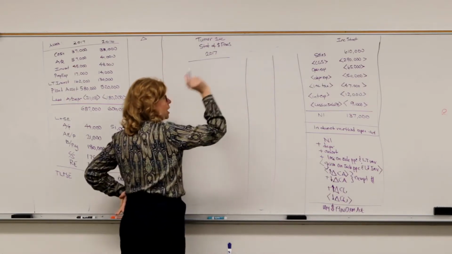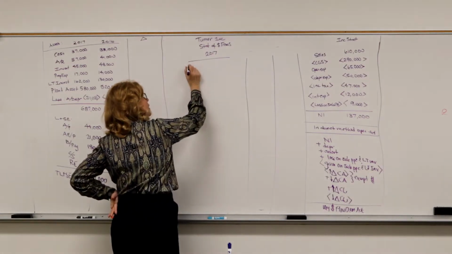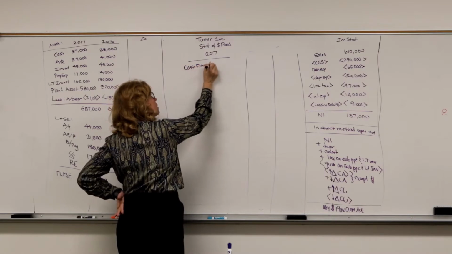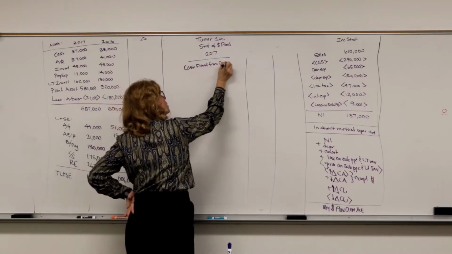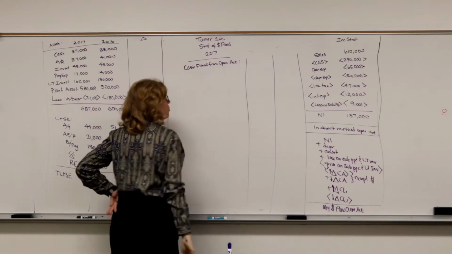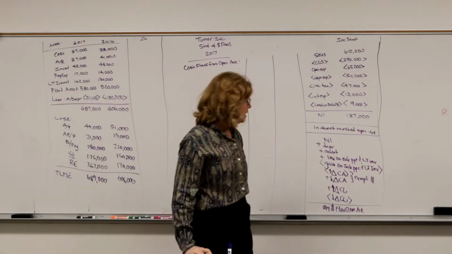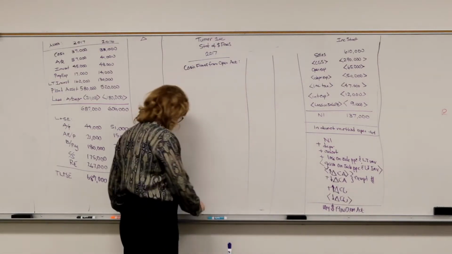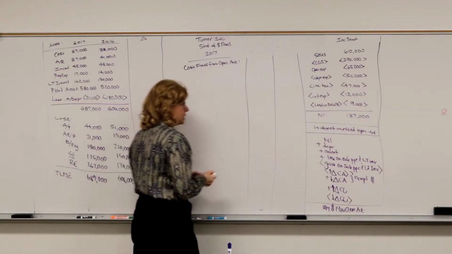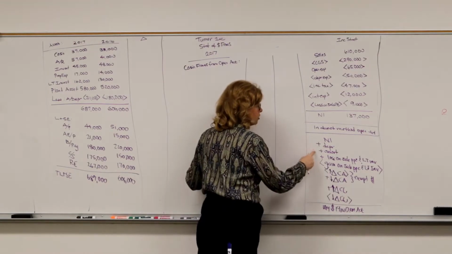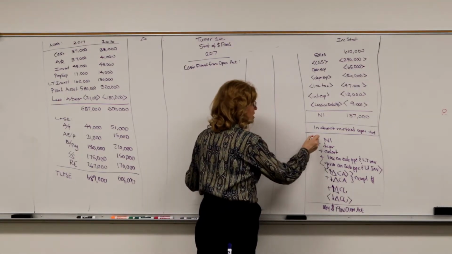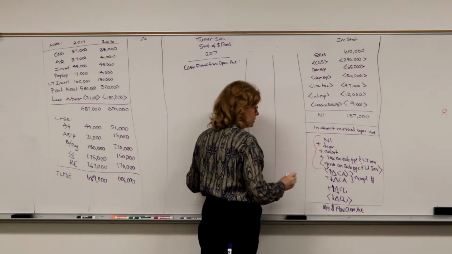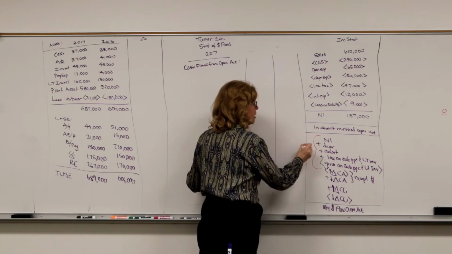So first things first, operating activities, I need a heading. And we know that heading is cash flows from operating activities. And then we are going to follow this formula. We have said always that net income, depreciation, amortization, and losses and gains on the sale of property, plant, and equipment, and long-term investments, these come off the income statement.